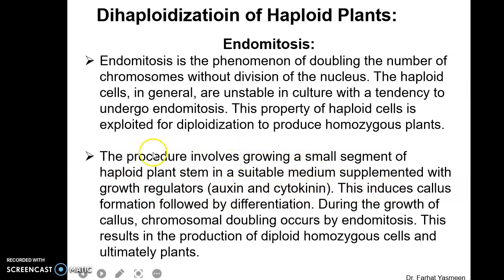These growth regulators induce callus formation, which is followed by differentiation. During the growth of callus, chromosomal doubling occurs by endomitosis, and as a result diploid homozygous cells and ultimately the whole diploid plant is produced.